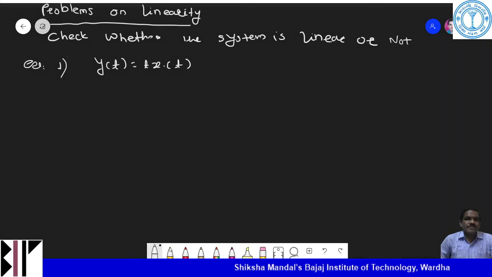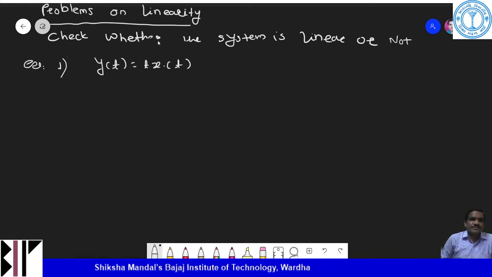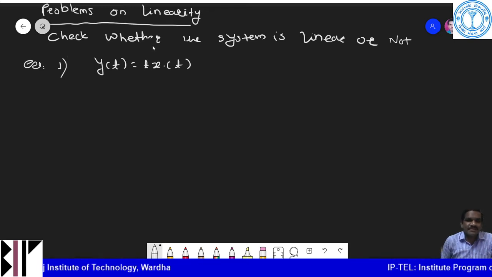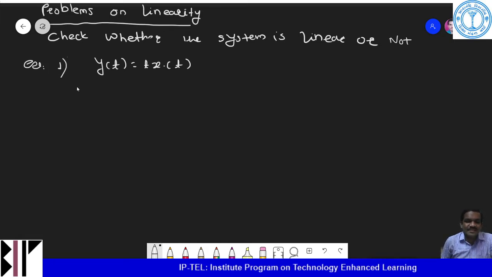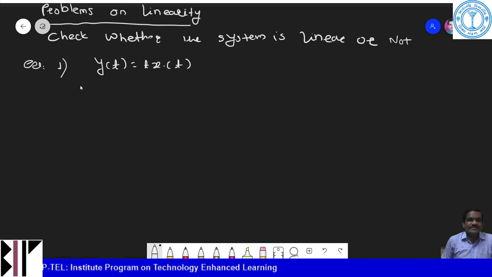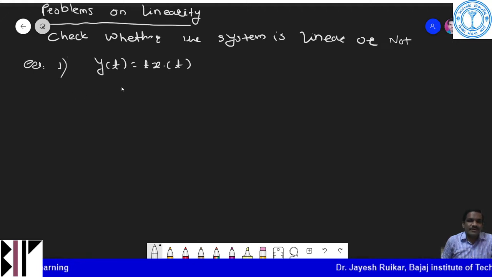Now let us solve the problem of linearity, that is, check whether the system is linear or not. Example number 1: y of t is equal to t into x of t. We have to check whether the system is linear or not. We call the system linear when it follows the superposition principle. So what is the superposition principle? We have to take two inputs, x1 of t and x2 of t.